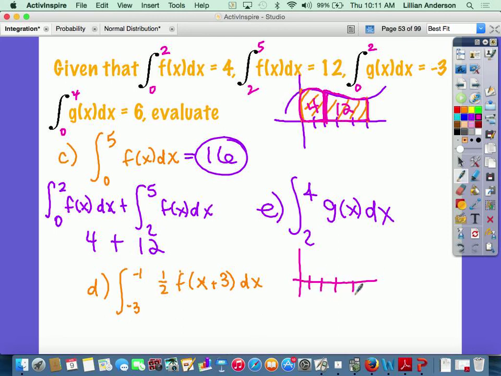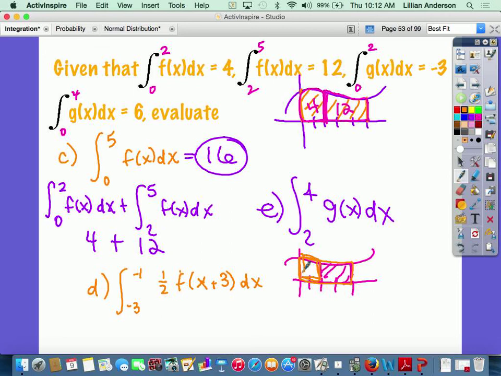1, 2, 3, 4. Whatever the curve is, it's asking us to find the area from here to here. Truth is, I don't have that. Is that 2 to 4? That is 2 to 4. I have the whole area from 0 to 4, and then I have this little area right here. So I can easily take the whole thing and subtract that little piece.